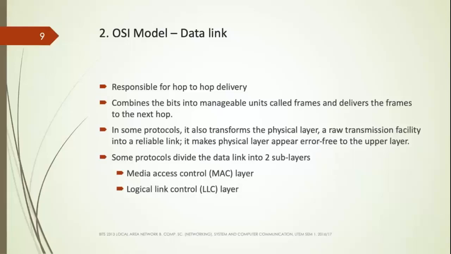So it is responsible for data link to send the data appropriately. In some protocols, it also transforms the physical layer into a reliable link. It makes the physical layer appear to be error-free. So make sure that it is error-free. Okay, and it has two sub-layers. We call them the MAC layer and the logical layer.